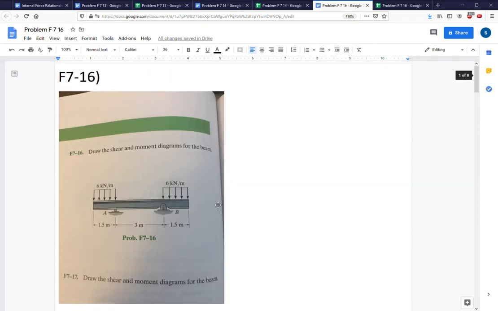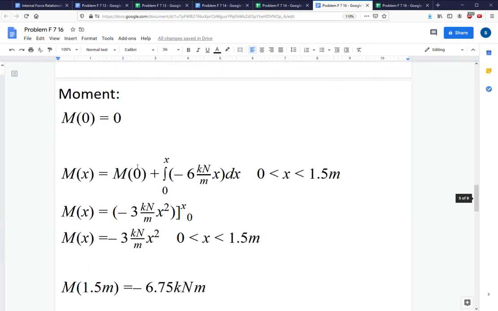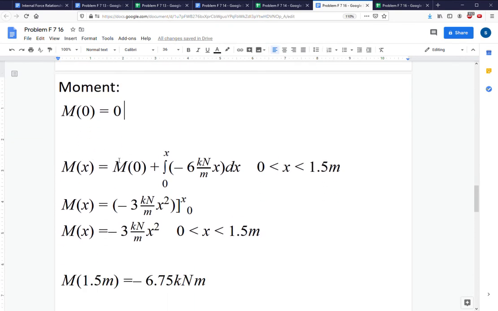Moment. We look, there is no applied moment at the leftmost point, so moment of 0 is equal to 0. To find the moment in the first region, we take the moment at 0 and integrate the shear function, and that gives us this formula right here.